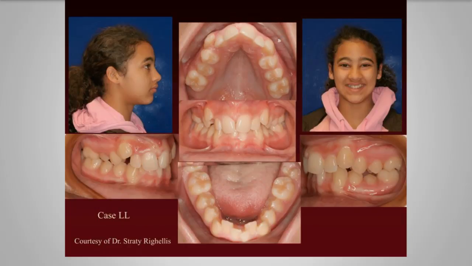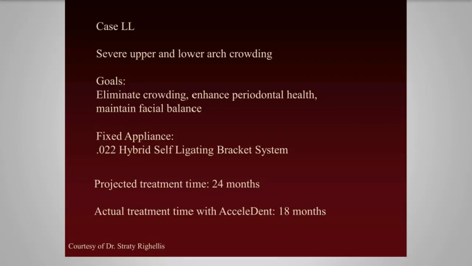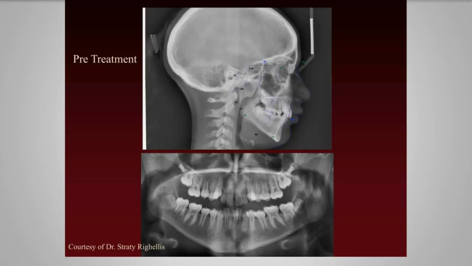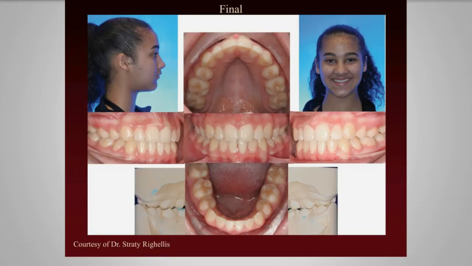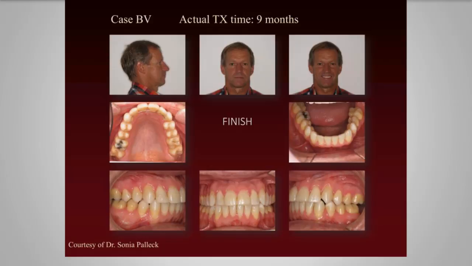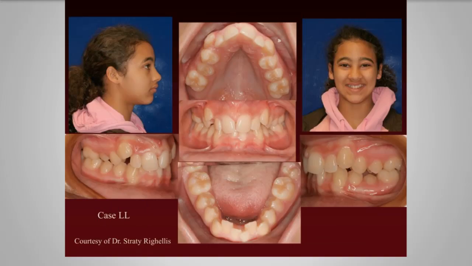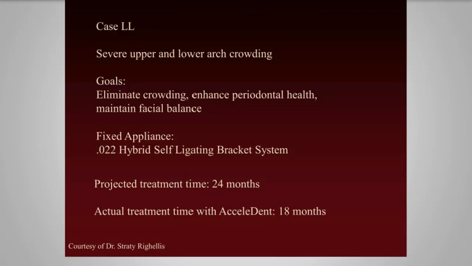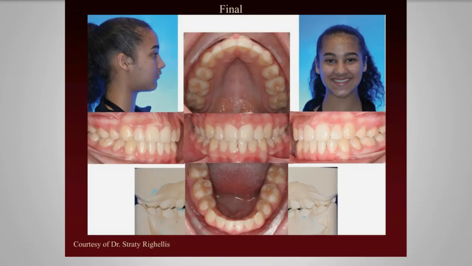Another case by Dr. Strader-Regelis, and this is a young patient, again with a significant amount of crowding, blocked out cuspids. Elimination of crowding was the main goal of treatment. A standard fixed appliance was used, and the final treatment also shows that very nice results were achieved, in 18 months of treatment instead of the predicted 24 months. That's what I said right here in the first slide. Okay? Oops, sorry, went too far. This is the predicted time of 24 months at the end, treated at 9 months.